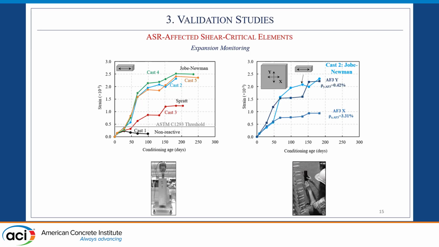Along the Y direction, we have 0.42% reinforcement ratio, and now the strains are nearly identical to the strains that we measured on the prisms. And now for another panel cast with the same concrete, we see along the X direction that had, again, 3.31% reinforcement ratio, similar to panel number 3. And now along the Y direction, 0.84% reinforcement ratio, we see a value somewhere in between.